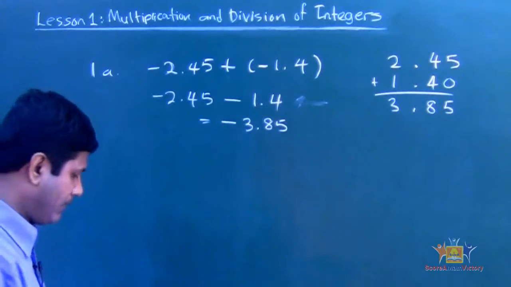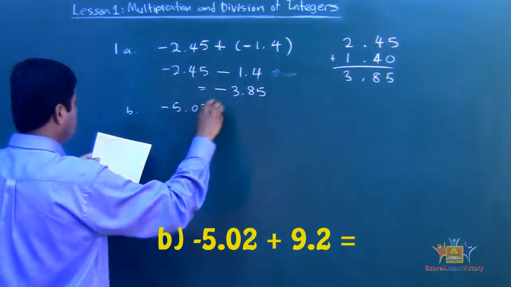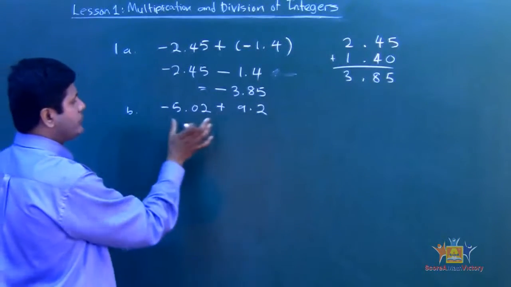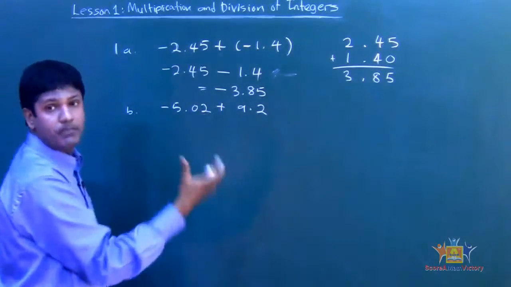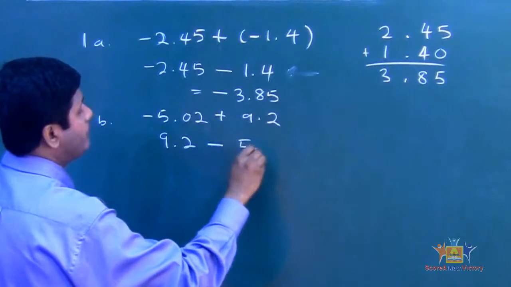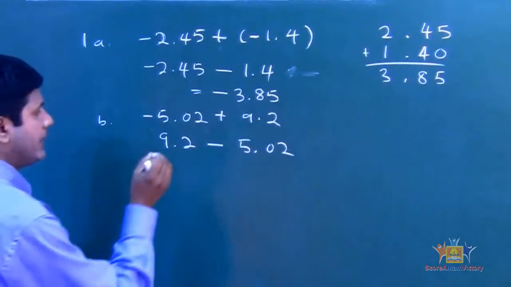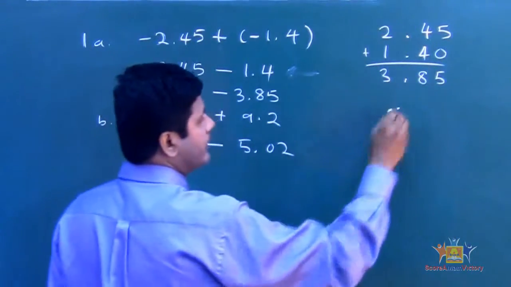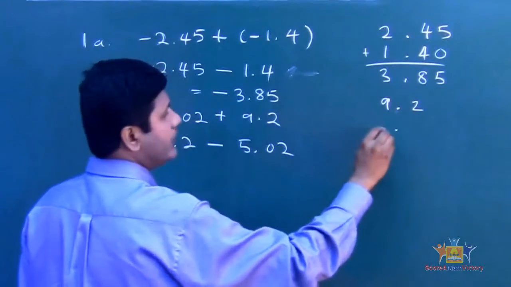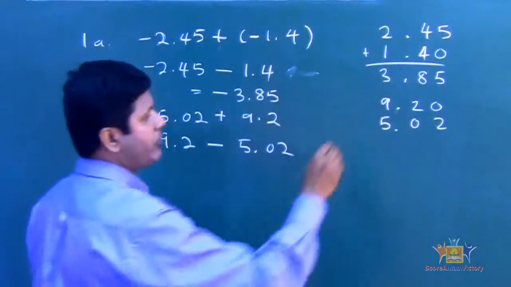All right, okay, let's do problem B. Problem B, you're given negative 5.02 plus 9.2. Now look at this. I can rearrange this. Negative is smaller, positive is bigger. So I can rearrange it and write 9.2 minus 5.02. See that? It's pretty much a subtraction problem. So what do we do? Line them up. Grab them by the decimal and line them up. I'm going to put 9.2, and then 5.02.